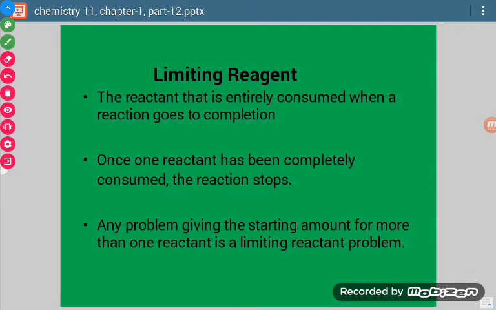Now one more term comes, limiting reagent. Sometimes we say limiting reactant also. So that reactant which is entirely consumed when a reaction goes to completion is called limiting reagent. So whatever is the requirement according to the balanced chemical equation, if we are taking less than that of a particular reactant, then that reactant will be consumed first, and it will become the limiting reactant.